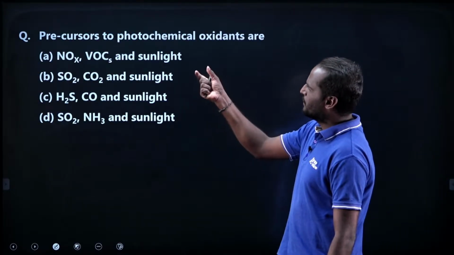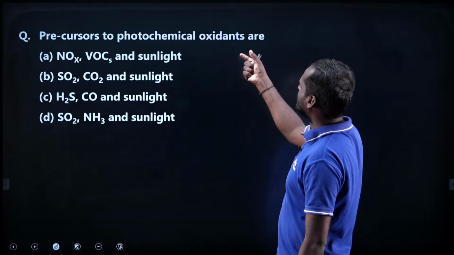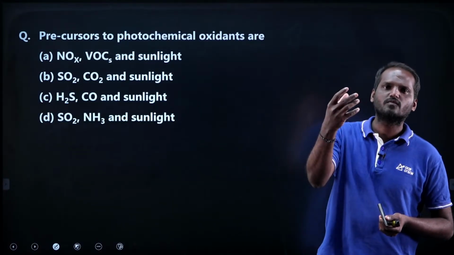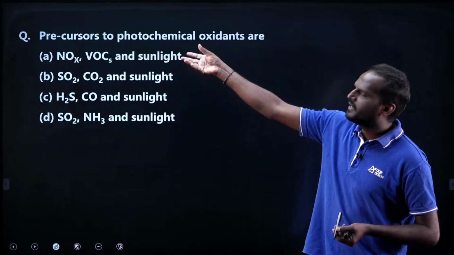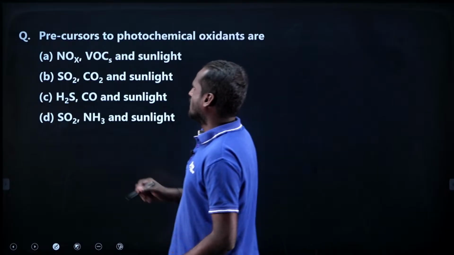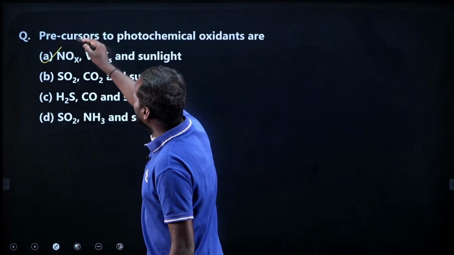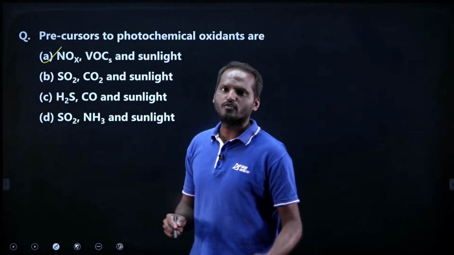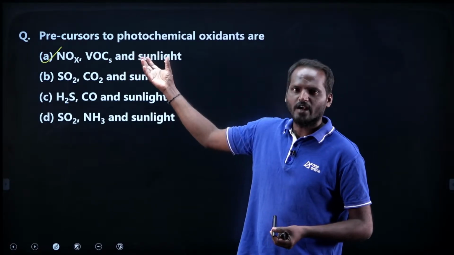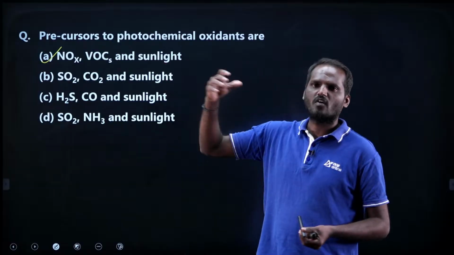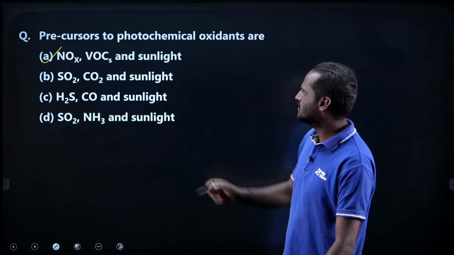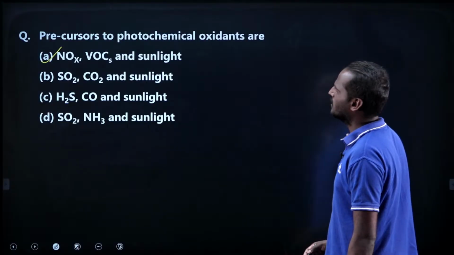Look at this. Precursors to the photochemical oxidants are, before forming photochemical smog, what are the responsible pollutants which act as precursors? Before photochemical smog formation, we have oxides of nitrogen and volatile organic compounds, or hydrocarbons. Nitrogen dioxide reacts with these hydrocarbons under sunlight and forms photochemical smog. Photochemical smog is a secondary pollutant, right? These are the precursors of photochemical oxidants.